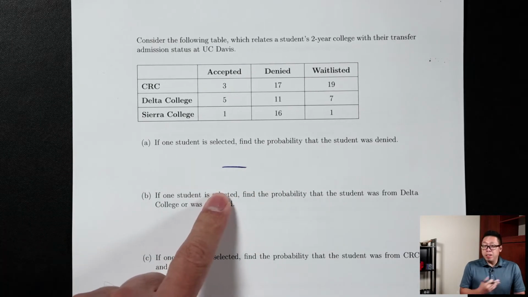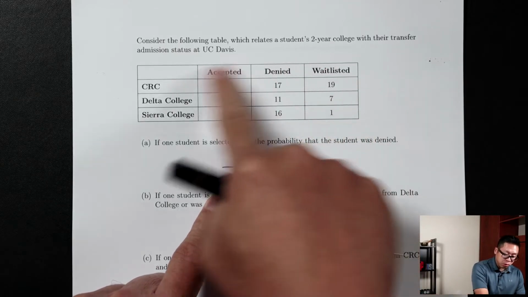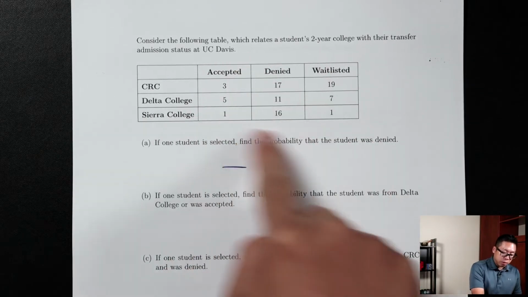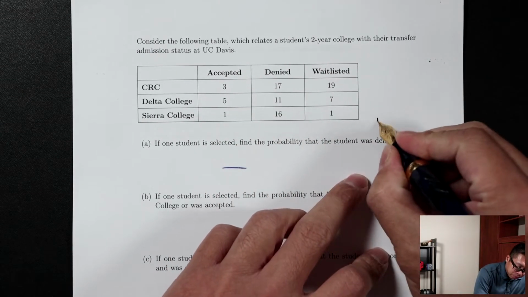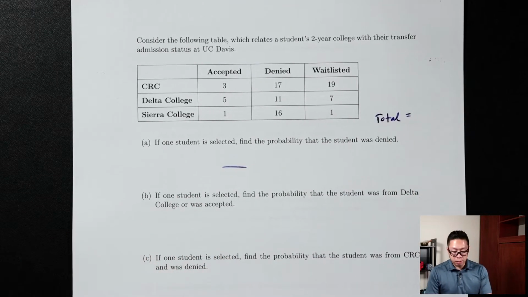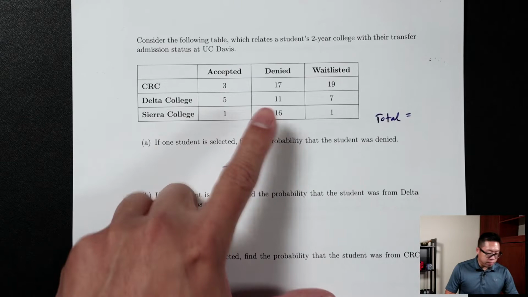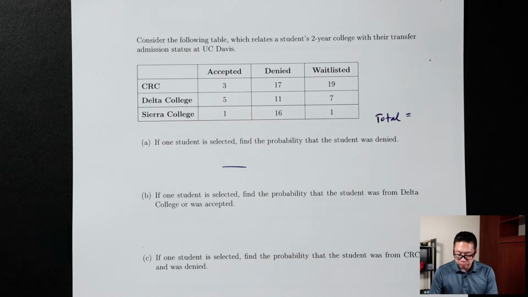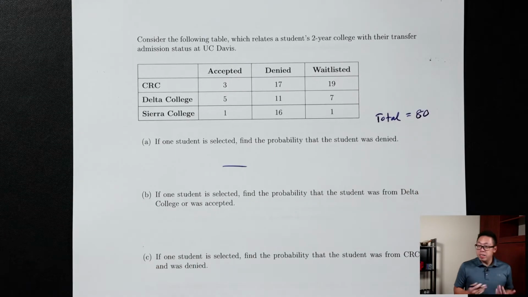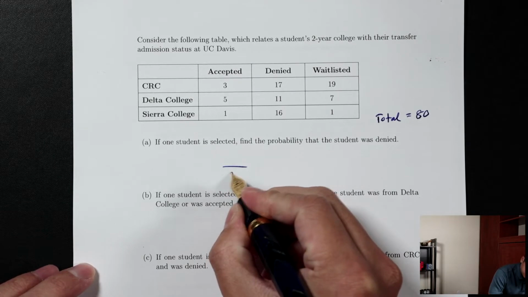The bottom is going to be how many different students can we pick from. That's just going to be the total of how many students we have total in our study here. So we'll just add up all the numbers and get a total. Adding up all the numbers here, we have 3 plus 17 plus 19 plus 5 plus 11 plus 7 plus 1 plus 16 plus 1. And we get a total of 80. So there's 80 different students we can pick from. That's going to be the bottom.